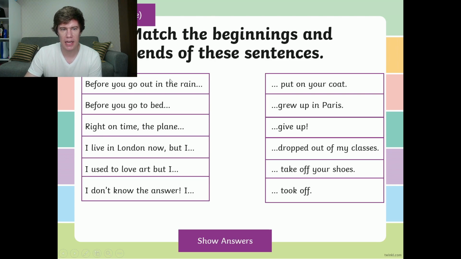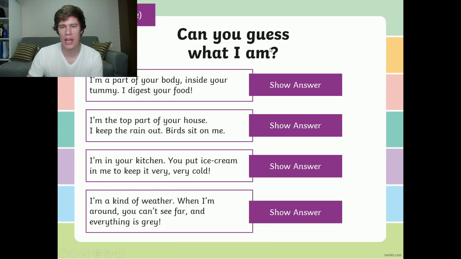Match these beginnings and ends of sentences. Before you go out in the rain, take off your shoes. Can you guess what I am? I'm part of your body inside your tummy. I digest your food. Probably my stomach.